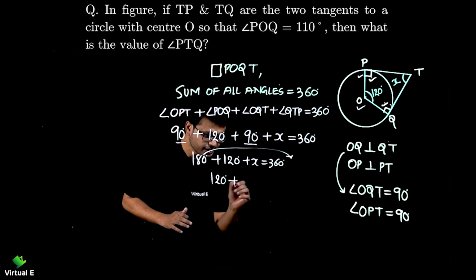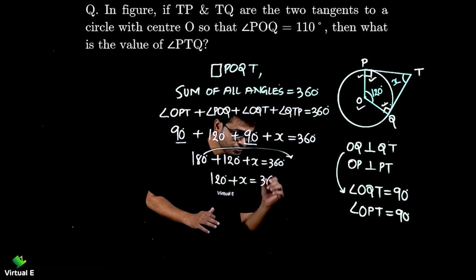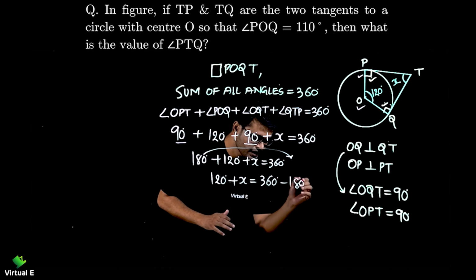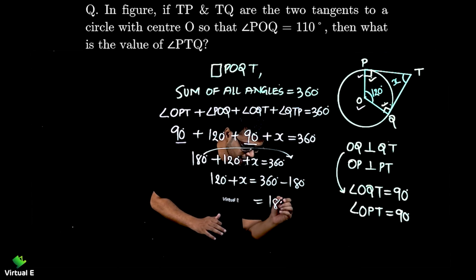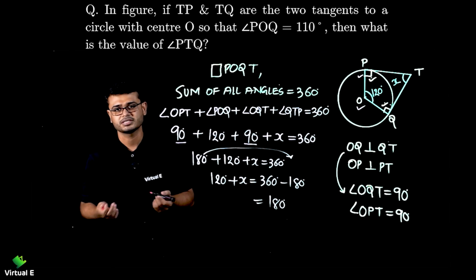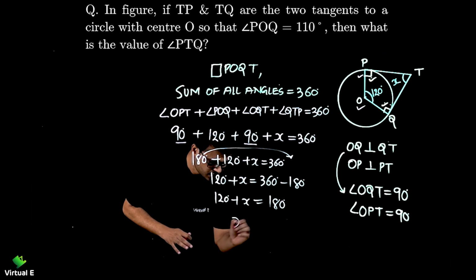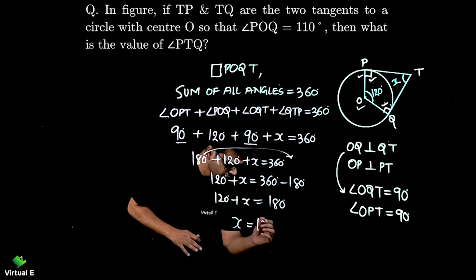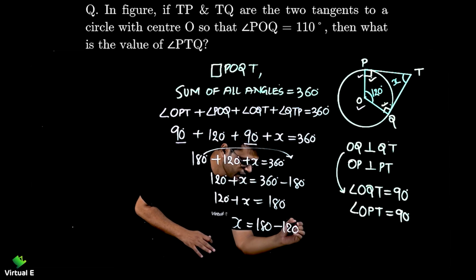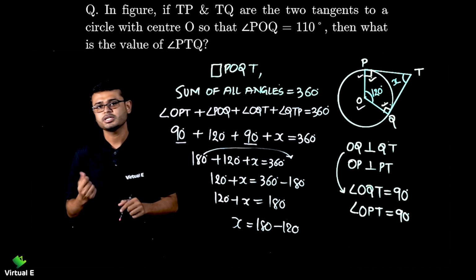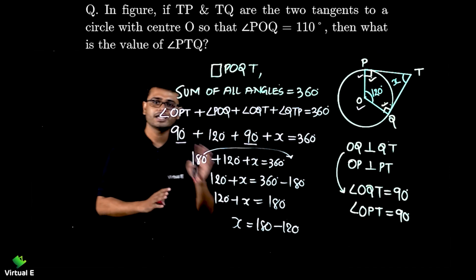So 120 degree plus X is equal to 360 degree minus 180 degree. So here you are going to get 180 degree. Simple. 18 2s are 36. Simple, right? So 120 degree plus X. So X is equal to what? 180 degree minus 120, right? That's what I told you in the previous question. You subtract from 180 and you will get the answer.